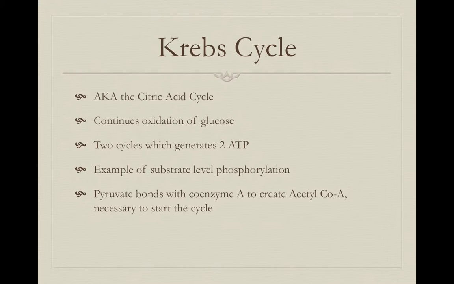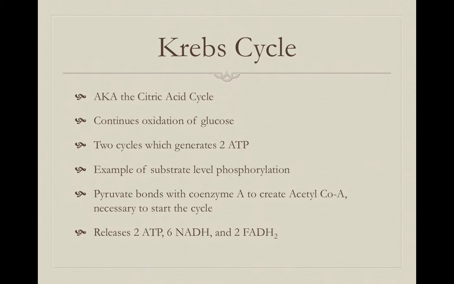Now, the pyruvate bonds with coenzyme A to create acetyl-CoA, which is necessary to start the cycle. So before we can even get to the cycle, we need to turn that pyruvate into acetyl-CoA, or else we have no ticket into the cycle. And without the Krebs cycle, cellular respiration cannot continue.